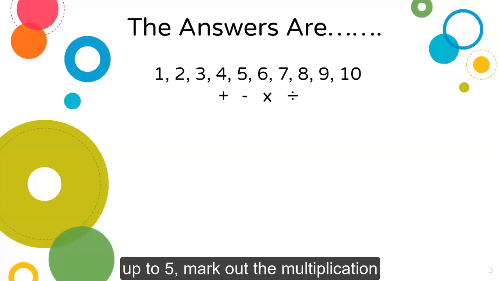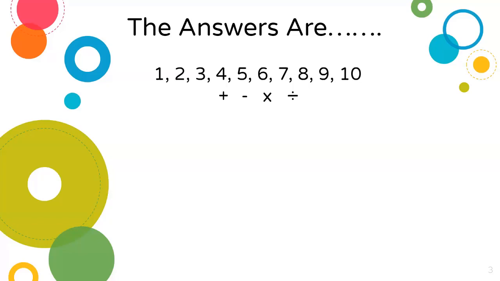3 × 5 is 15. It's been a long day, so if I mess up, you just let me know. All right. Mark out the 3, mark out the 5, mark out the multiplication.